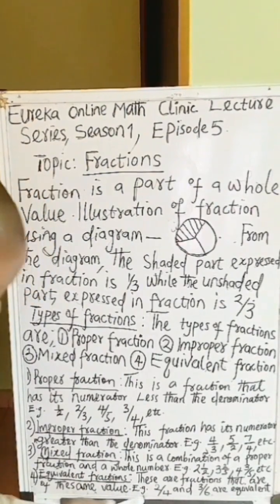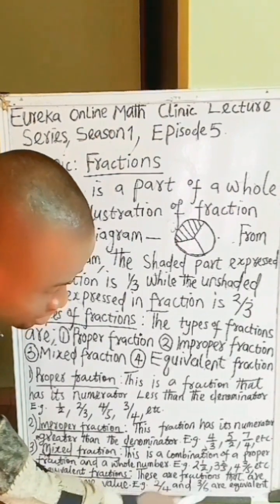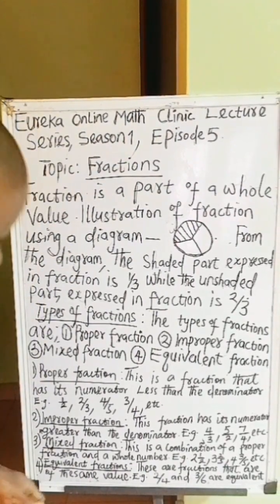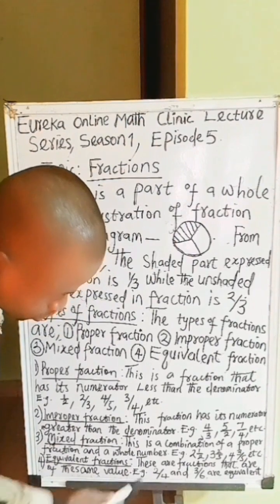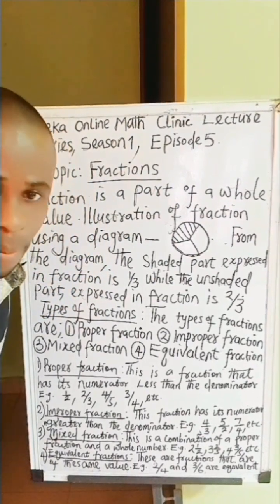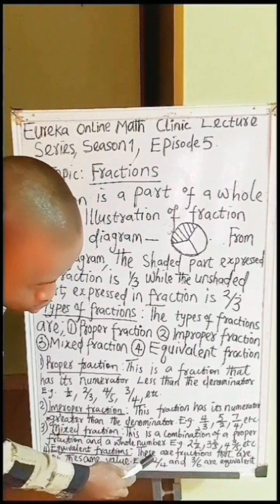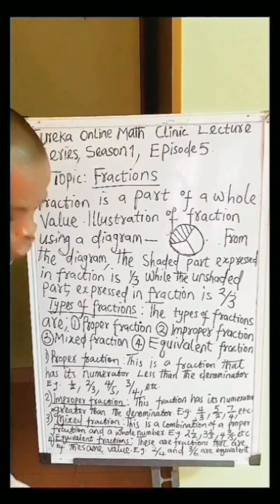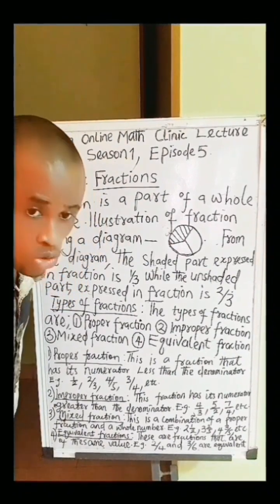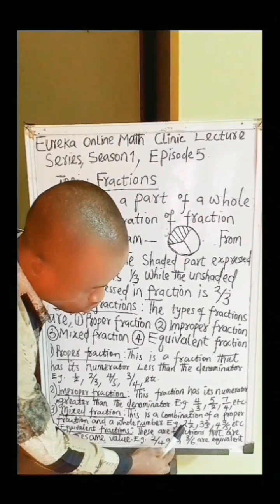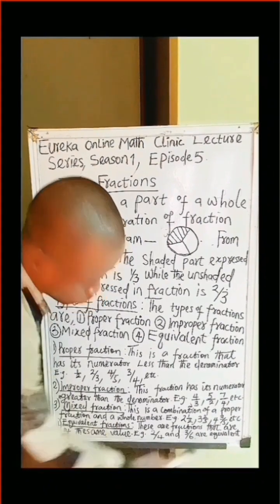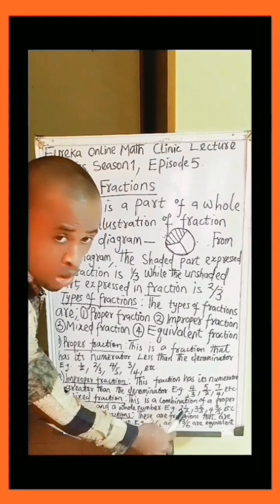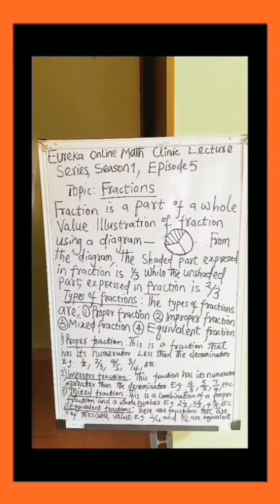Example, 2 over 4 and 3 over 6 are equivalent fractions. Why are they equivalent? 2 over 4, if you reduce it to the lowest term, you have 1 over 2. 2 can go here to give you 1. 2 can go here to give you 2. 3 over 6, if you reduce it to the lowest term, 3 can go here to give you 1. 3 can go here to give you 2. So in this case, you have 1 over 2. In this case, you also have 1 over 2. So they are of the same value.